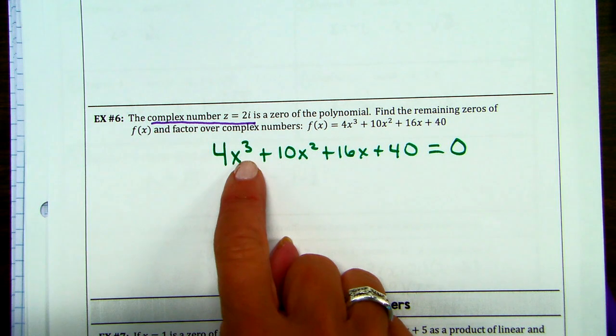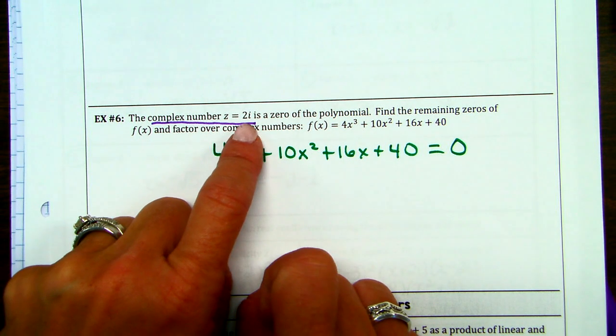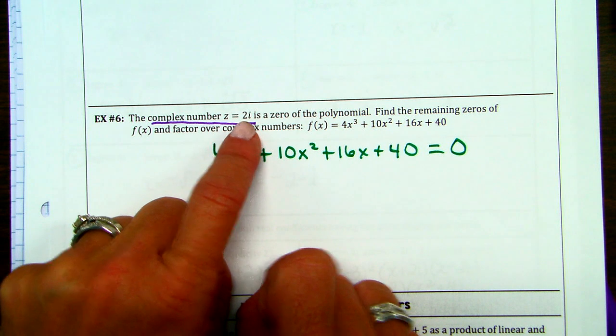It's a degree 3. They gave us one, which is kind of dumb. I don't know why they did. The only benefit to having that is to check our answer.